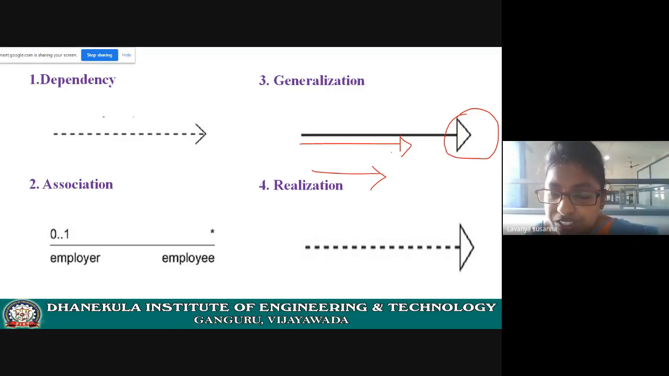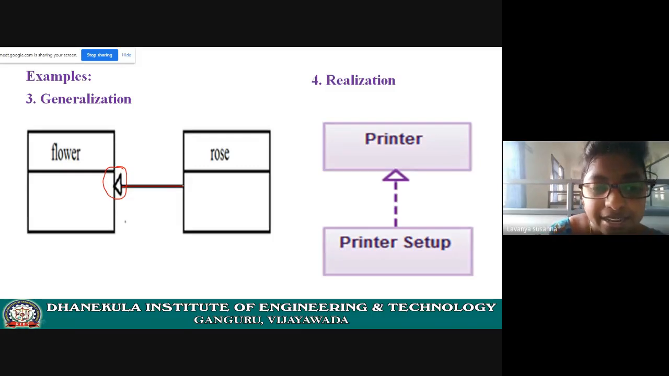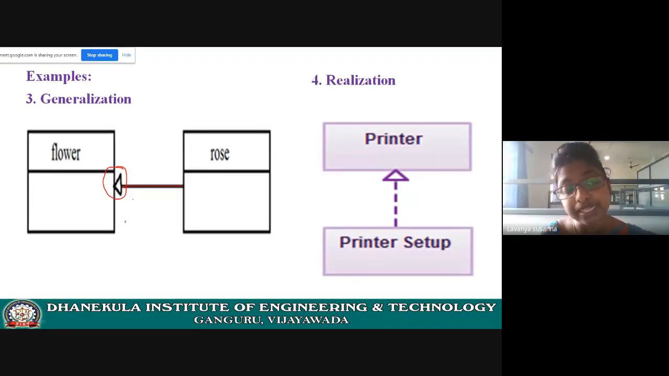Where have you used this generalization symbol? In inheritance. See this example. See, this is generalization. Triangle symbol and then line, which represents generalization. Inheritance is nothing but generalization and specialization, right? See here, flower. This triangle symbol is pointing to flower, right? That means flower is a superclass and rose is a subclass.